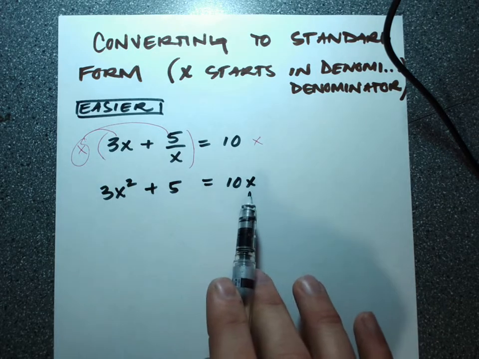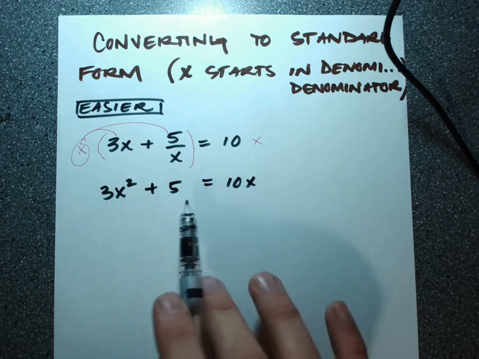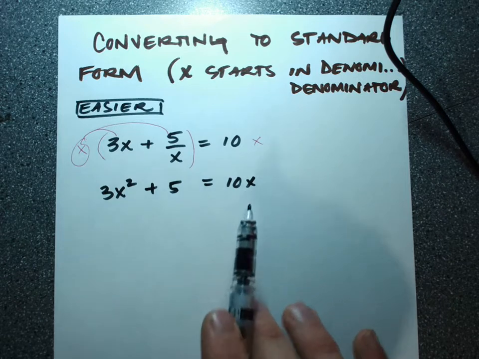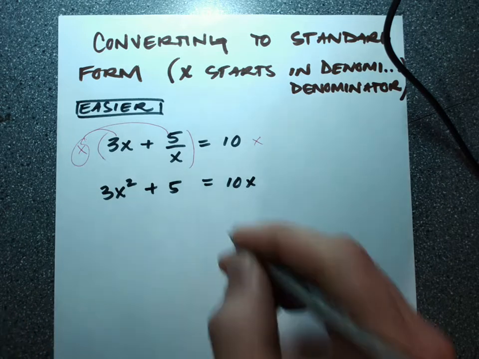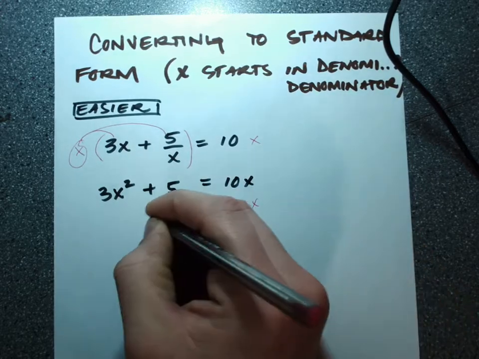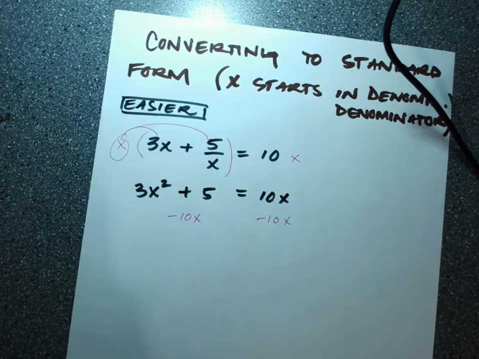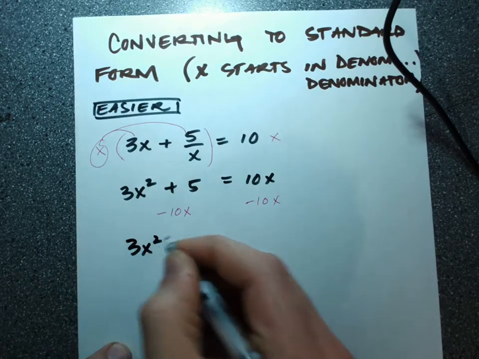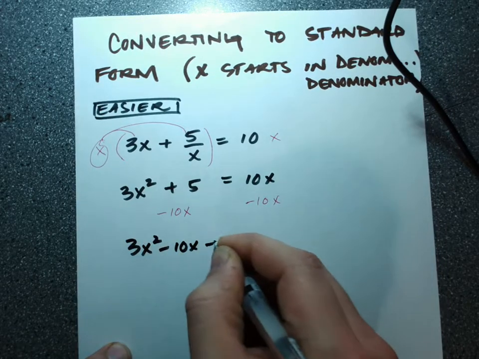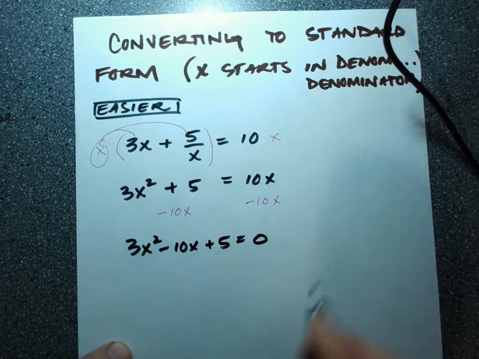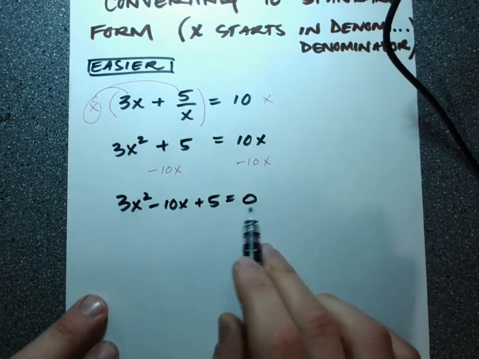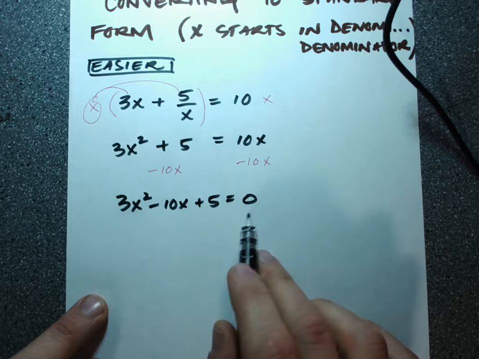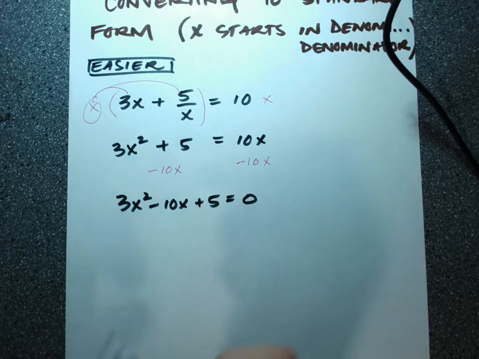You can't solve a quadratic if we have it equal to something other than 0. So last step, combine some like terms, or rather combine them on the same side, all the terms. 3x squared minus 10x plus 5 is now equal to 0. And once that happens, equal to 0, then we can use quadratic formula.